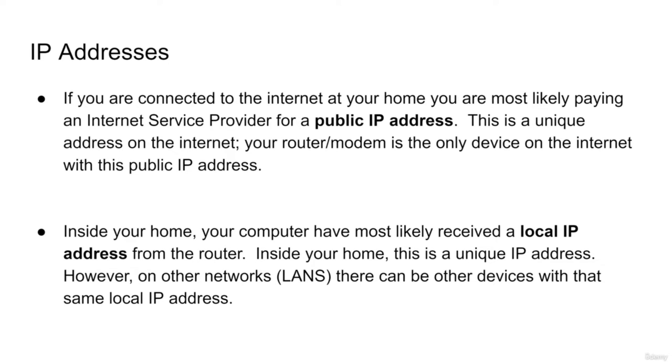Now, inside of your home, your computer most likely has received what's known as a local IP address from your router. Inside your home, this is a unique IP address. So like your computer versus another family member's computer versus your cell phone versus your smart TV, inside your house, they will all have unique local IP addresses. However, on other networks or LANs, because we're inside of a home network now, there can be other devices that have those same local IP addresses. So maybe on your neighbor's network, there is a computer that has the exact same local IP address as your computer. It doesn't matter because you're on different LANs here.